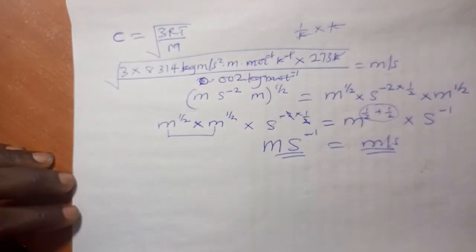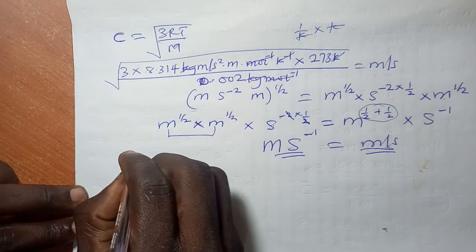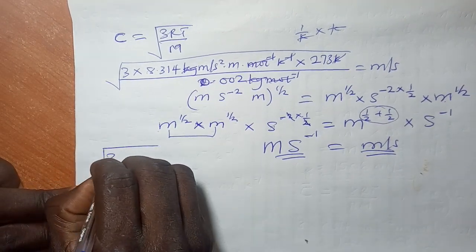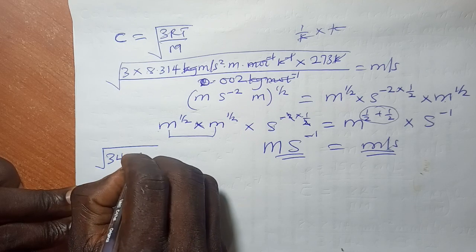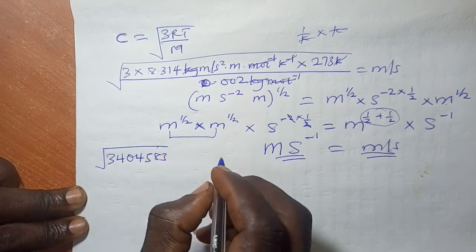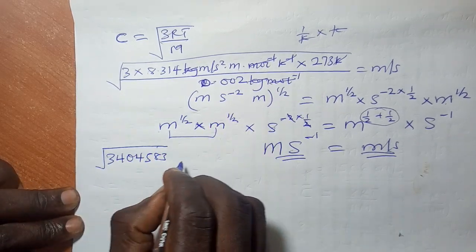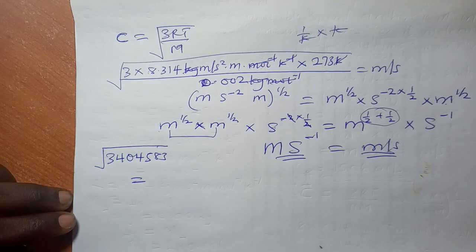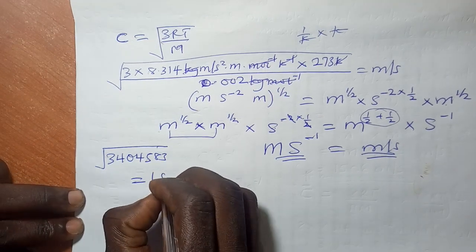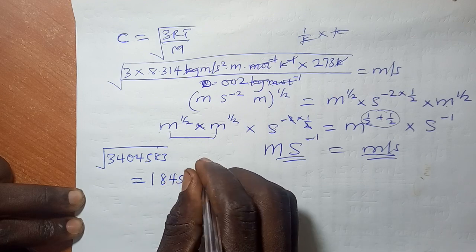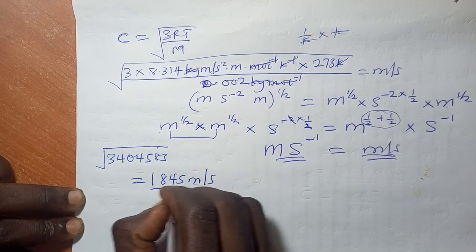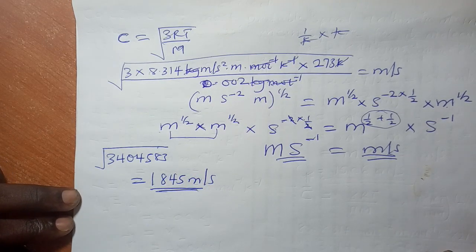So if you solve now, you have the square root of 3404583. Okay, when you find the square root, you will be having 1845 meter per second. Okay, I hope you understand that.